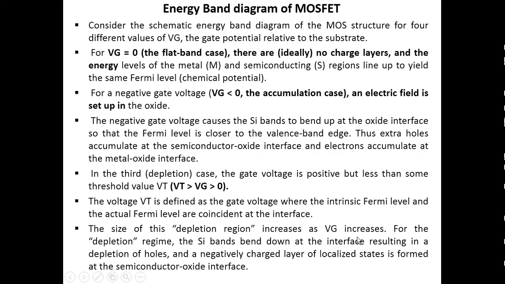As Vg crosses Vt, that is, if Vg is greater than Vt, what happens? The depletion region, which has been created at the drain side, that is in the inversion channel layer, increases as Vg increases. For the depletion region, the silicon bands bend down at the interface, resulting in a depletion of holes, and a negatively charged layer of localized states is formed at the semiconductor oxide interface. So that is the peculiarity here.